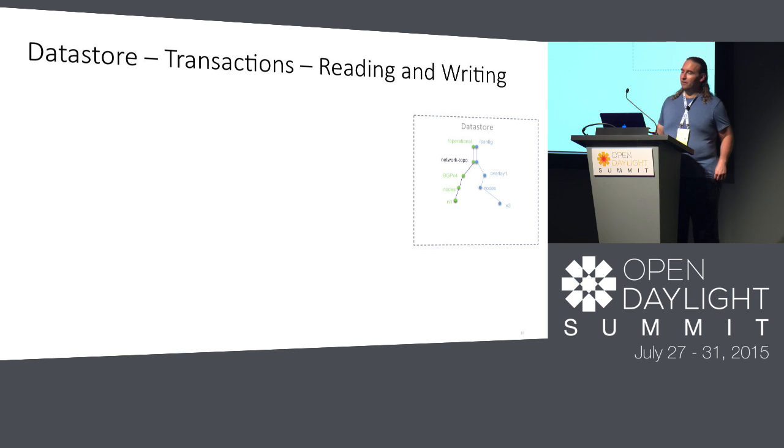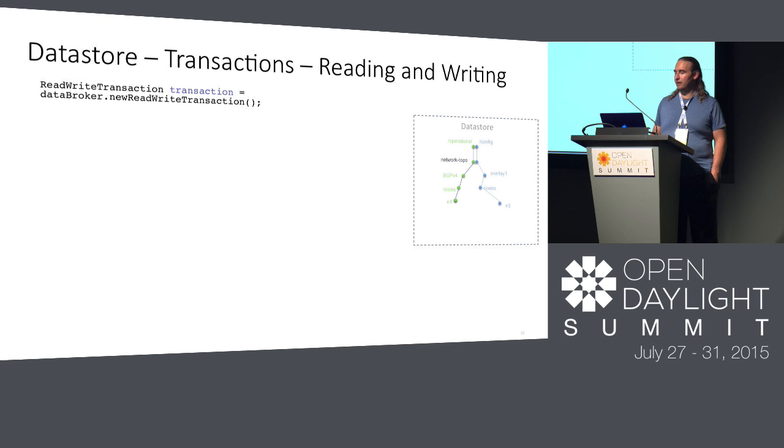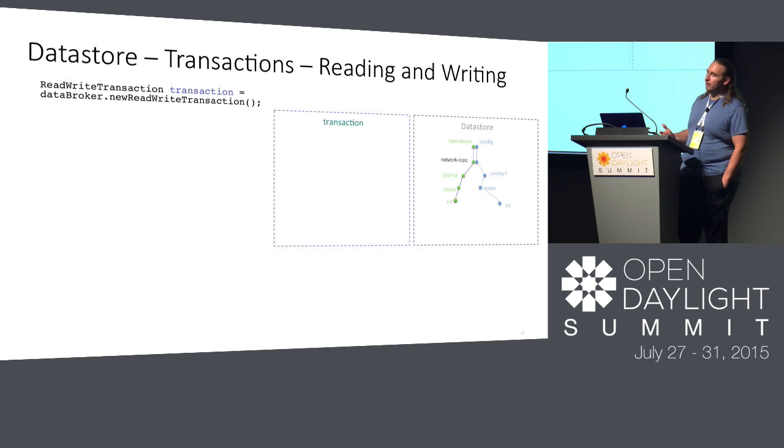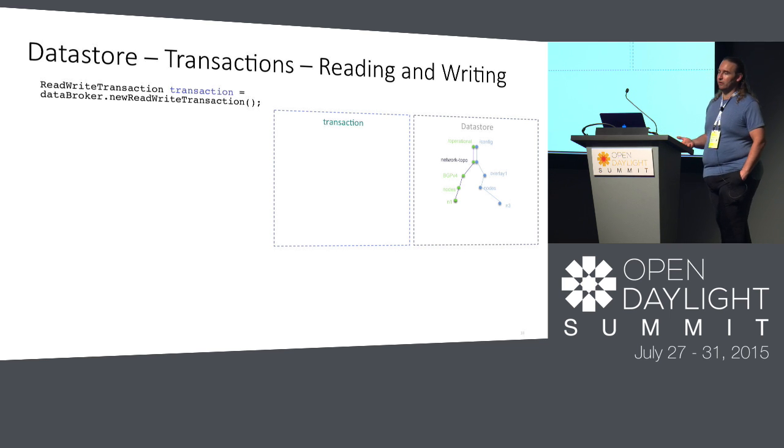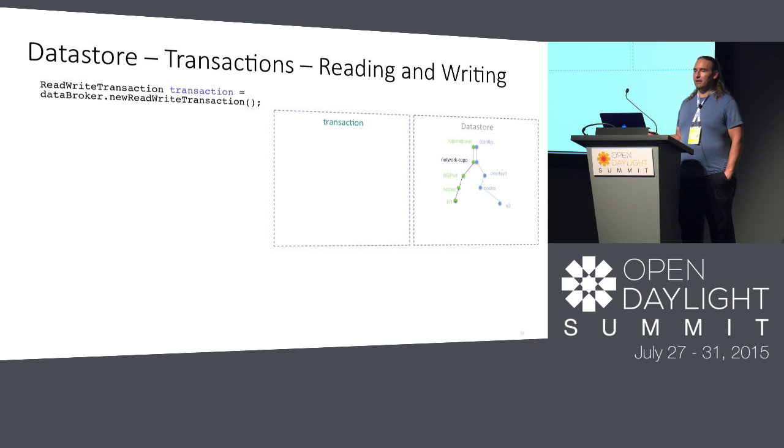So let's walk through briefly how data store transactions work in OpenDaylight, reading and writing. So you start out with a data store in some state. You go through and you create a transaction. You do this, in this case we were doing a read-write transaction, by calling on the data broker to give you a new read-write transaction.